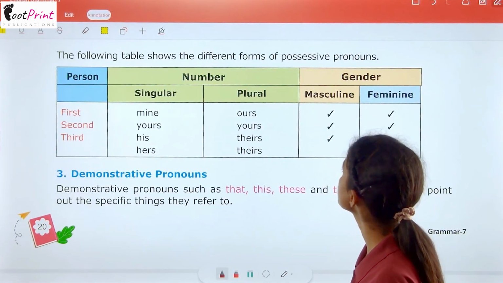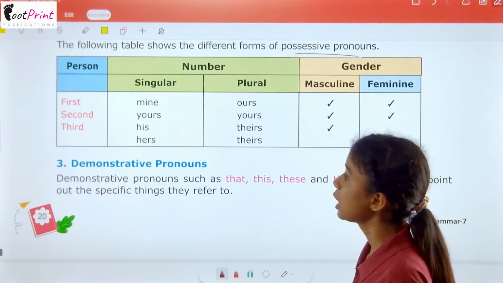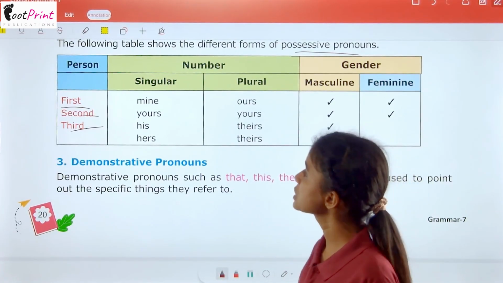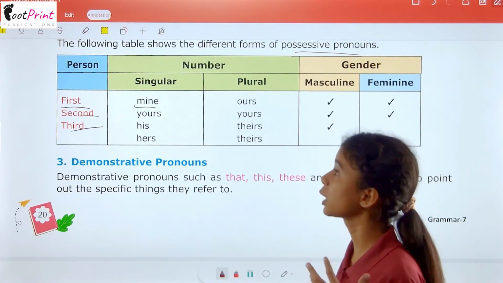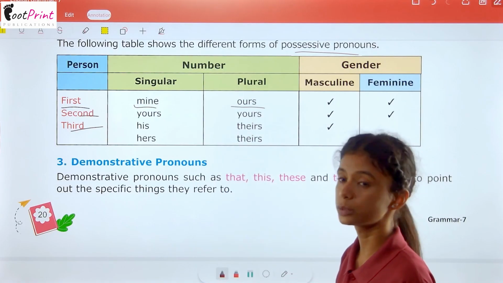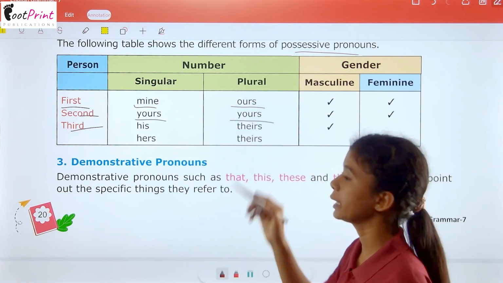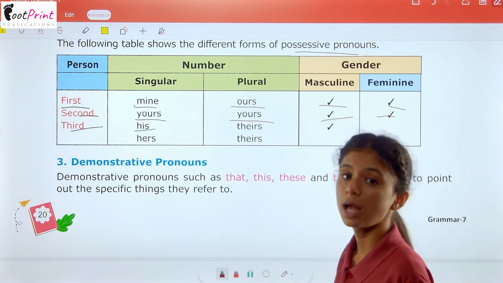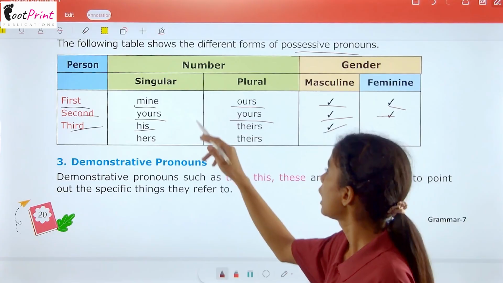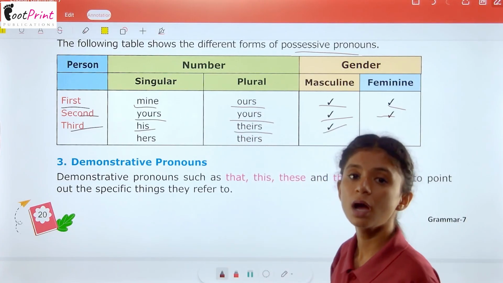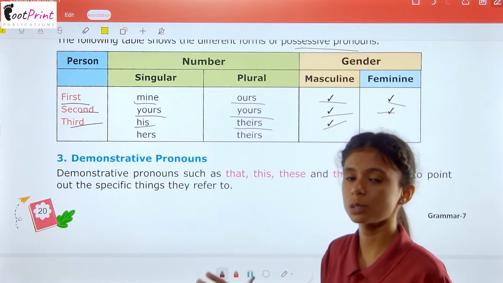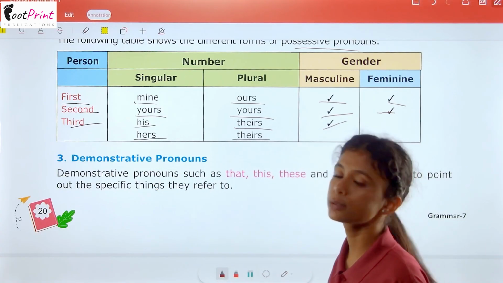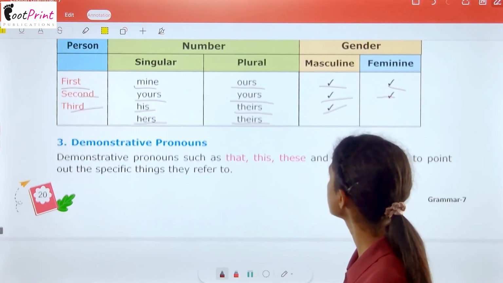Now, the given table shows the different forms of possessive pronouns. Let us see what these are. Again, we will divide it into first person, second person and third person. First person is mine in singular, and in plural it's ours. In second person, we have yours in both singular and plural, and both are masculine and feminine. Next, we have his, which is masculine, and in plural it becomes theirs, which can be used for both masculine and feminine. And hers is used for feminine, and it is also converted to theirs in plural. So both masculine and feminine.